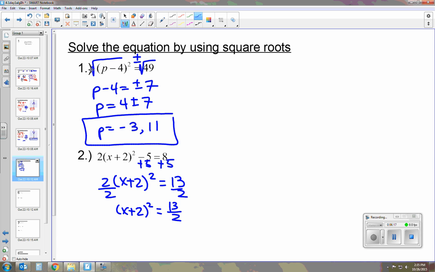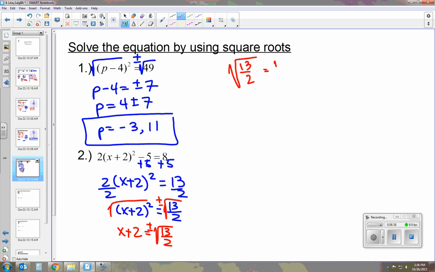So I'm going to square root this. Don't give me a decimal. Keep it as a fraction. And I get plus or minus. Okay. And I get x plus 2 equals plus or minus the square root of 13 over 2. But I can't have a fraction inside of a radical, so I'm going to rationalize this denominator. So I'm going to show that to you.